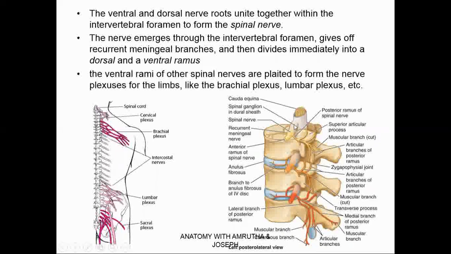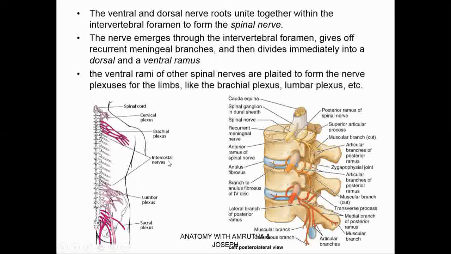Now, after joining the ventral root and the dorsal root, the trunk of the spinal nerve, from here a branch arises called recurrent meningeal nerve. Now, after that, the division occurs. There is a posterior ramus and the anterior ramus. Now, posterior ramus and the anterior ramus are present throughout the spinal nerves, from the base to the coccyx, or all the spinal nerves.